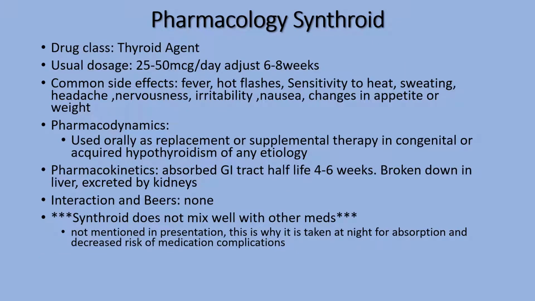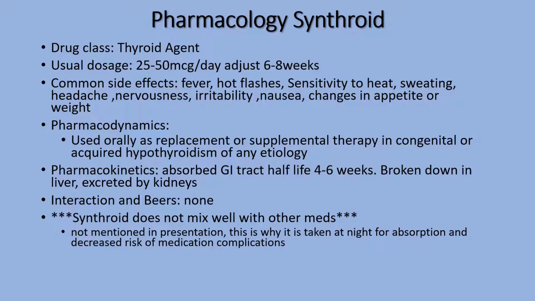So we're going to break down the medications a little bit. The first medication we're going to look at is Synthroid. It's a thyroid agent. The typical dosage is 25 to 50 micrograms a day, and it's adjusted every 6 to 8 weeks. Common side effects are what you could consider thyroid storming: hot flashes, fever, heat sensitivity, sweating, headache, nervousness, irritability, nausea, changes in appetite or weight. Pharmacodynamics: it's replacement or supplemental therapy for hypothyroidism, any type.